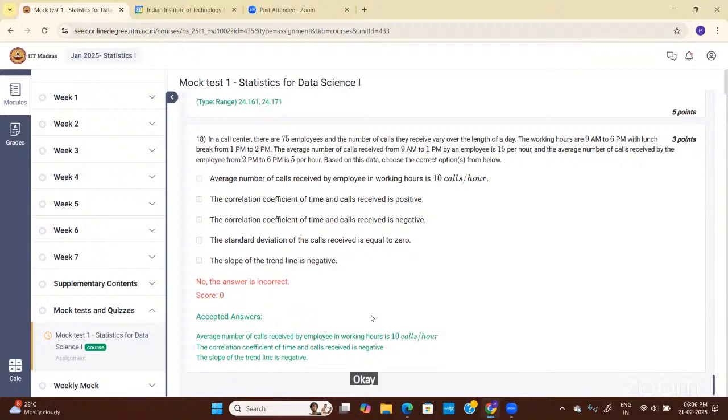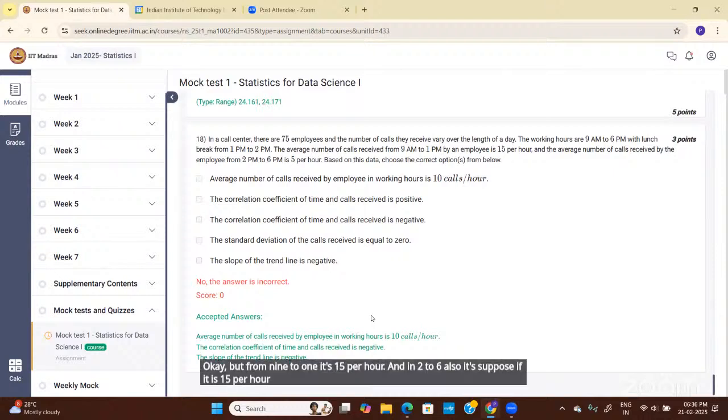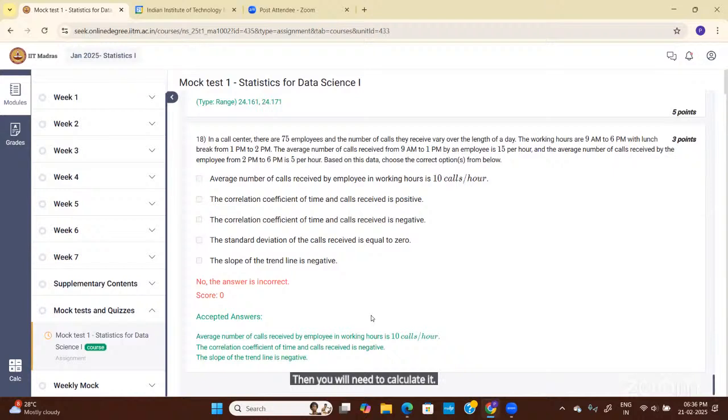Okay, but from 9 to 1, it's 15 per hour. And in 2 to 6 also, suppose it is 15 per hour, then would the correlation coefficient be 0? In a way, you would not even need to calculate it. Here we can see that it is decreasing. But all the time we cannot conclude in this way. Through the formula, we have to. With the formula, you can find it, and it gives us a linear relationship.